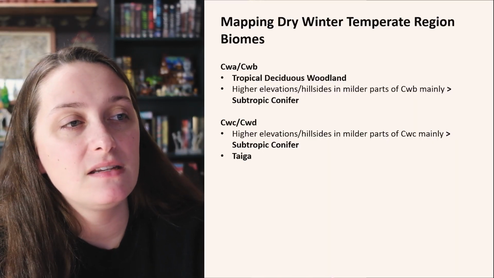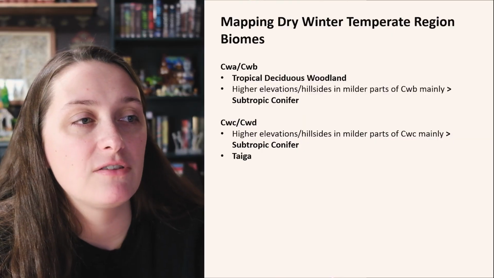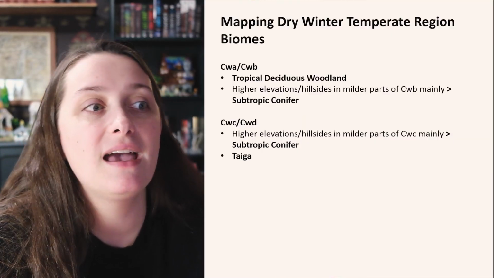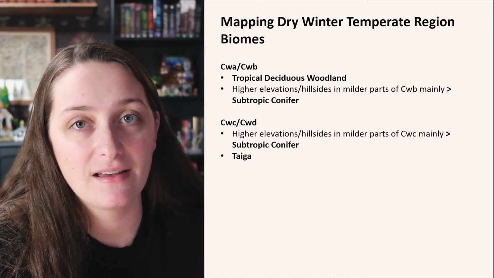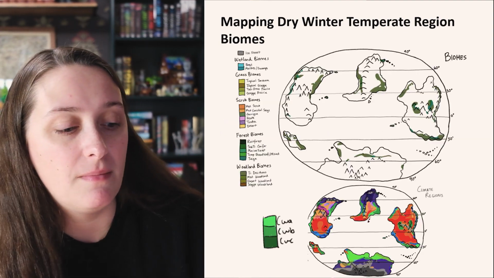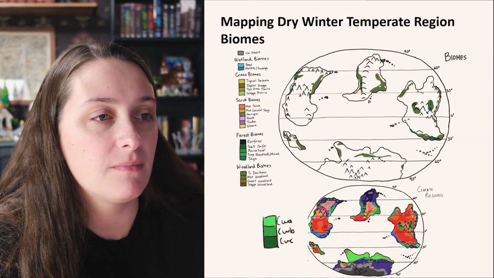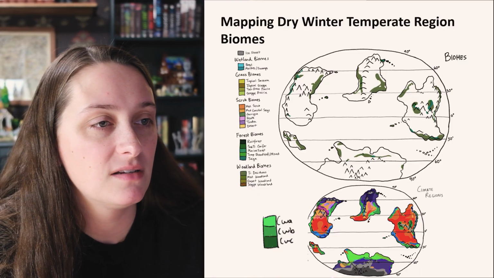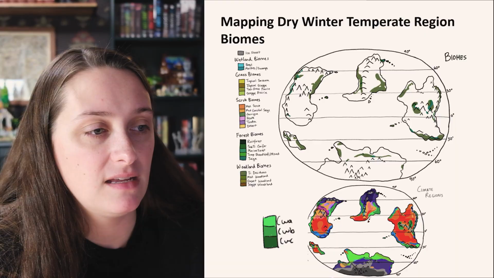In the rest of CWA and CWB, you'll find tropical deciduous woodland. And then in the rest of CWC and CWD, you will find taiga. Here you can see my map for dry winter temperate region biomes. I do have a good number of these spread out, so I kind of have those filled in.